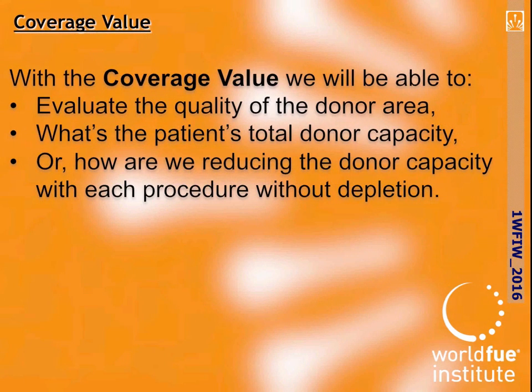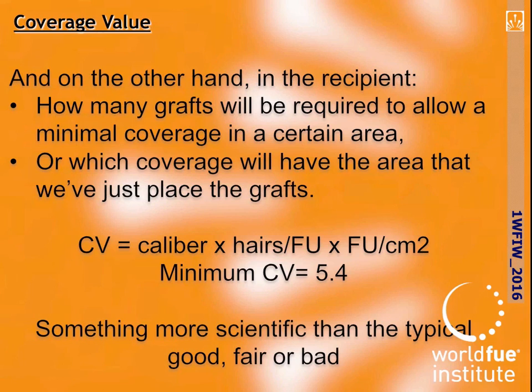In the first tutorial, we mentioned that with this tool we will be able to evaluate the quality of the donor area, know the patient's total donor capacity, and understand how we reduce the donor capacity with each procedure, avoiding depletion. And on the other hand, in the recipient, how many grafts will be required to allow a minimal coverage, or which coverage will have the area that we've just placed the grafts.